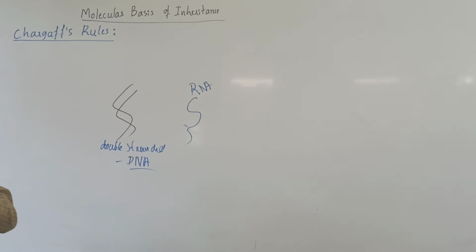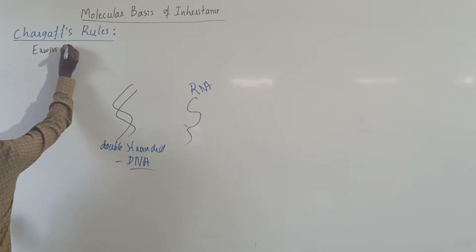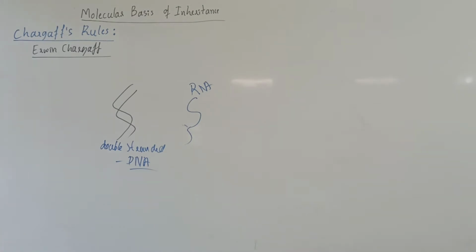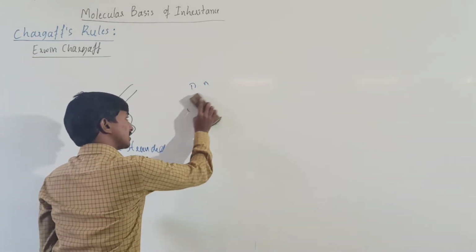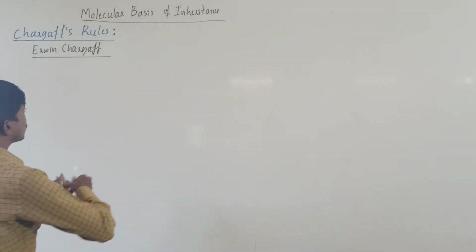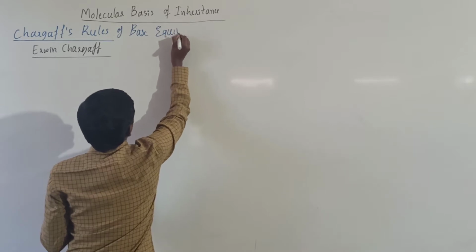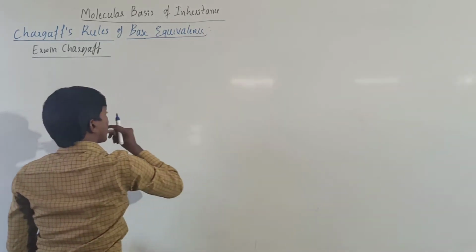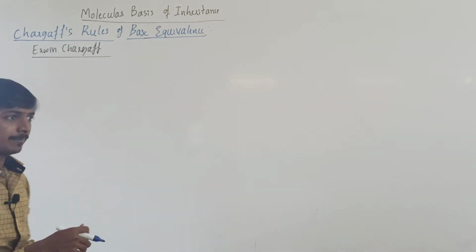Right? So one of the Austro-Hungarian scientists known as Erwin CHARGAFF is an Austro-Hungarian biochemist who studied the nitrogen bases like adenine, guanine, thymine, cytosine, and he made some rules for the arrangement of nitrogen bases. Those rules are known as CHARGAFF'S rules of base equivalence. Base means nitrogen base, okay. Equivalence means the equal arrangement of nitrogen bases in the two strands of DNA, okay. We will see those rules one by one.